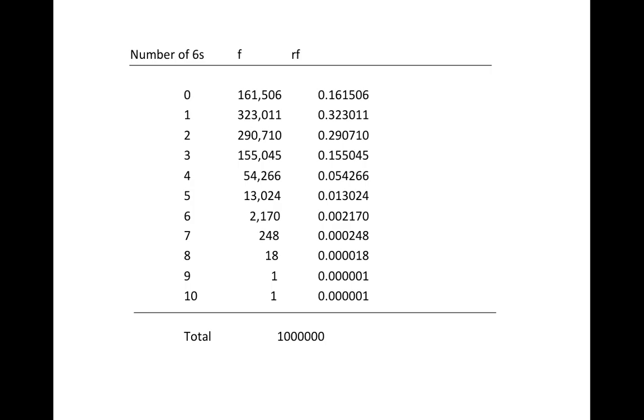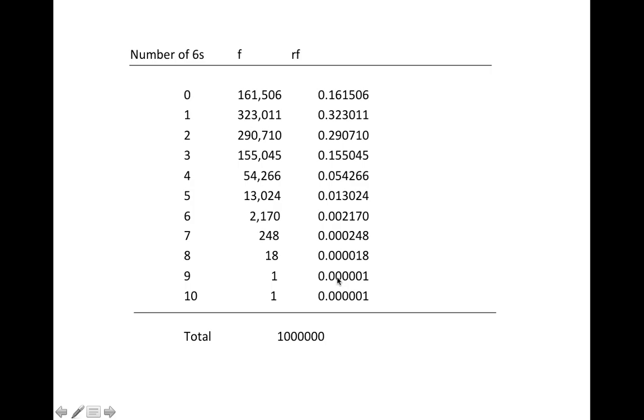Here's the number of sixes. I can get 0 sixes out of 10, I can get 10 out of 10, and all the options in between. And when I did this last night, I got 161,506 times I rolled these 10 dice, I got 0 sixes. And that relative frequency we have here.